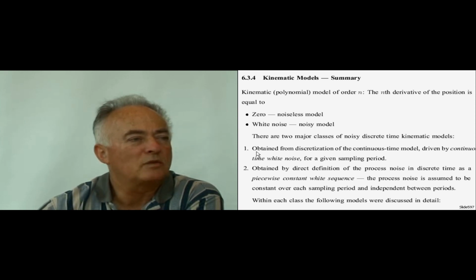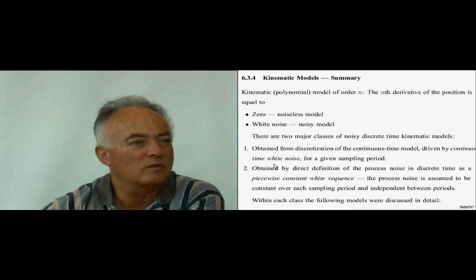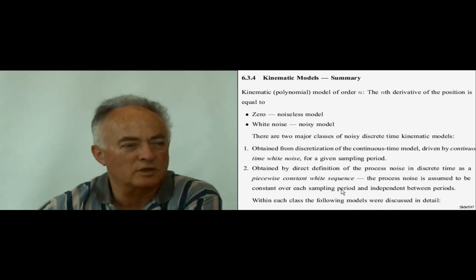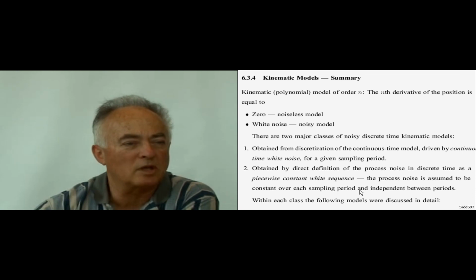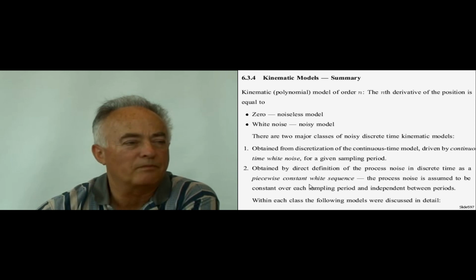One is obtained from discretization of the continuous time model driven by continuous time white noise for a given sampling period. The other one is obtained by directly defining the process noise in discrete time as a sequence, and it is a piecewise constant white sequence. So the process noise is assumed to be constant over each sampling period, these are the pieces, and independent between or across periods, and this is the whiteness.